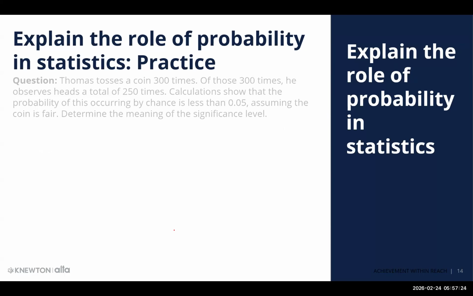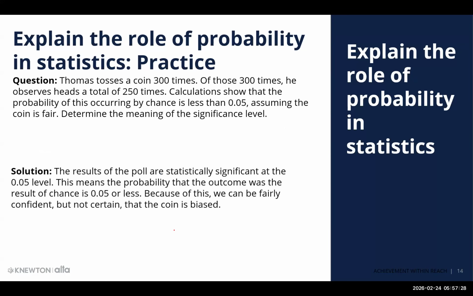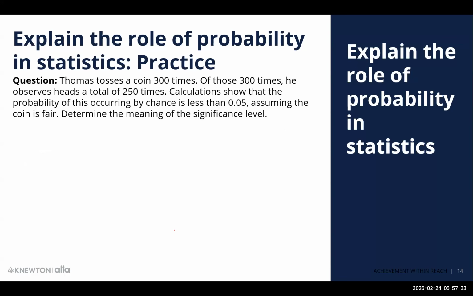Let's look at this one. Let me see if this one's going to be significant. Okay, so Thomas tosses a coin 300 times. Of those 300 times, he observes heads a total of 250 times. So we might be able to do this without the calculator.